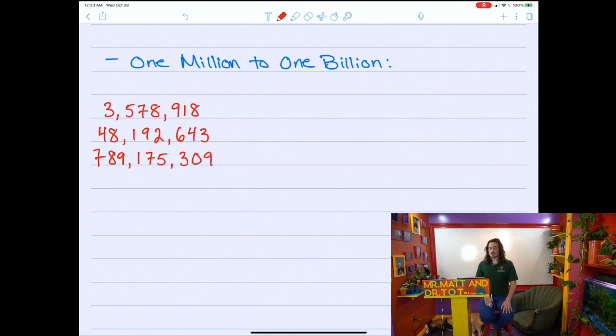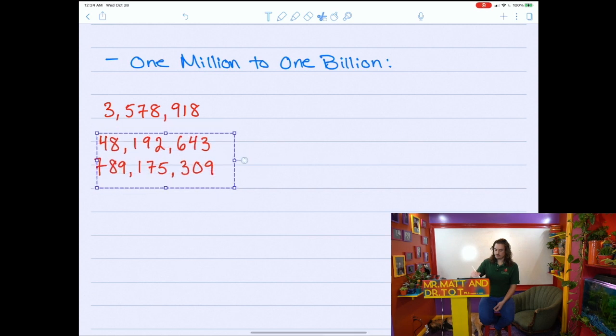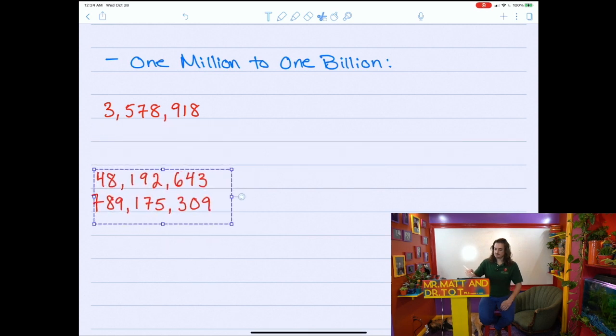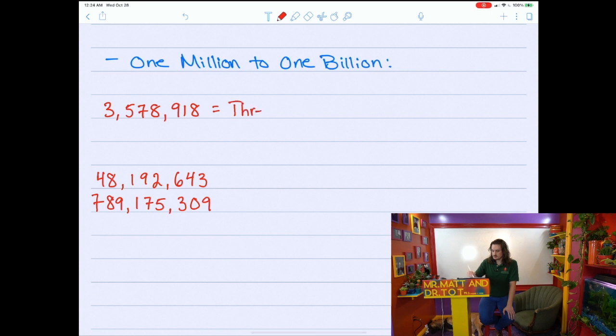Okay, the first number here would be read 3,578,918. Actually, I'm going to need some more room here. These are large numbers. So, start with the largest digit, that's in the millions, so that's going to be 3 million. Notice the comma after the 3, so we need a comma after the 3 million. 578,000.